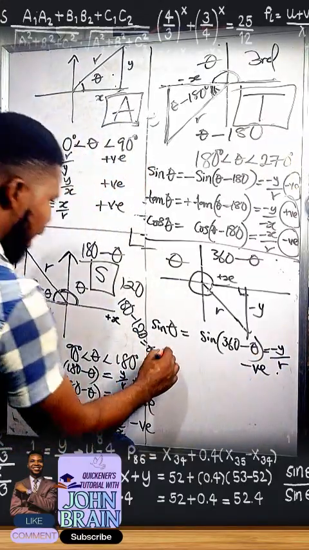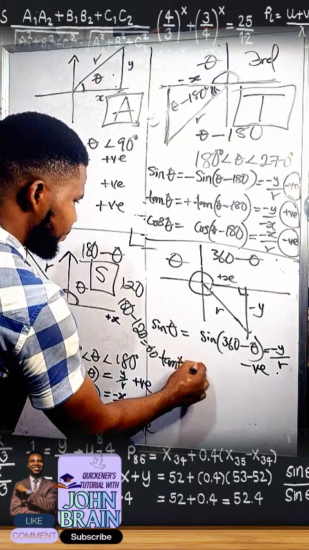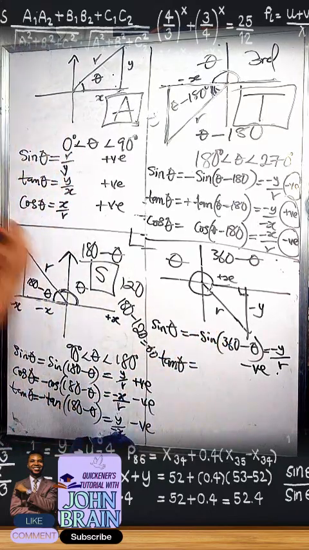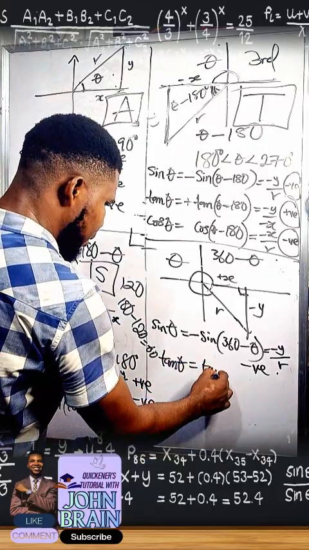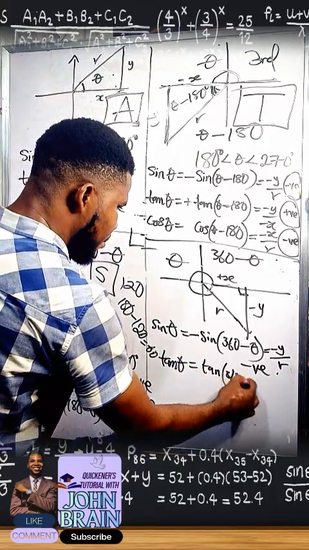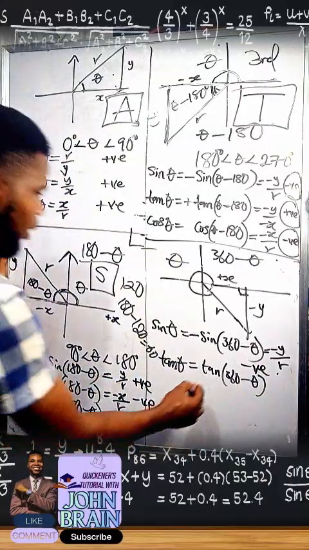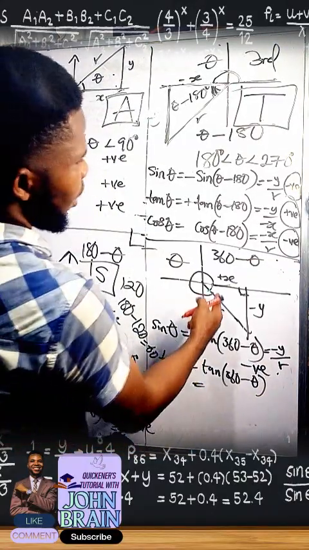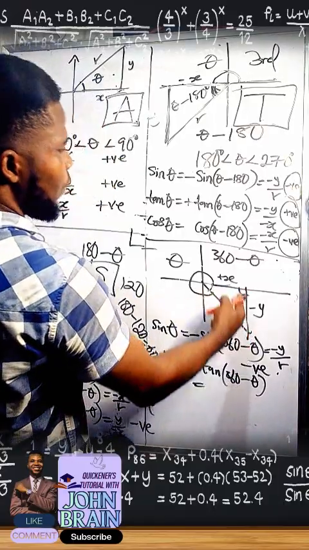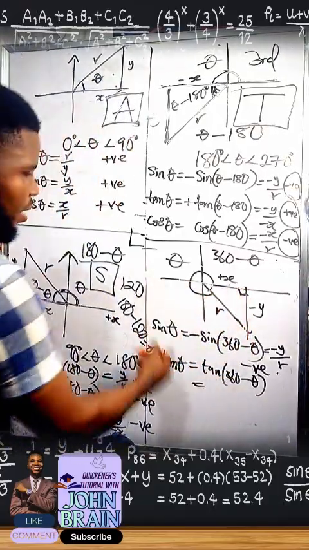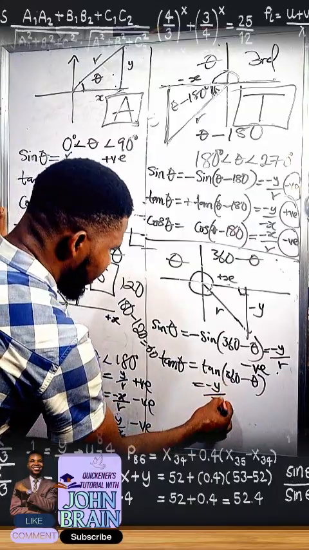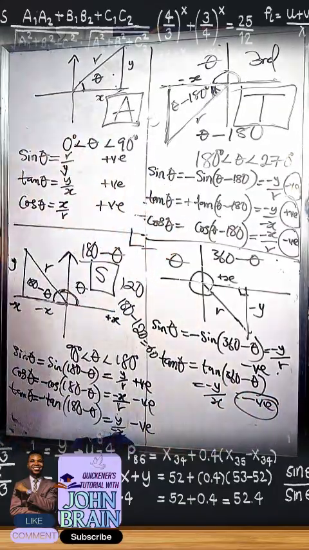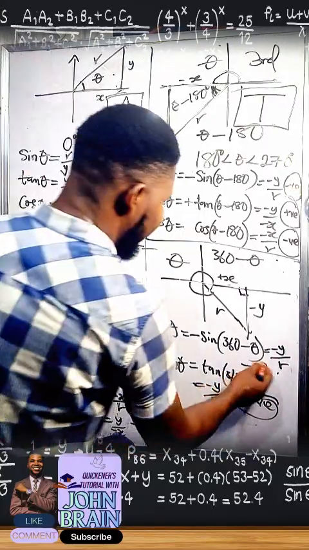Negative, right? And let's go to tan. Tan theta is tan 360 degrees minus theta. That will be opposite over adjacent, that's minus y over x. So that one too is negative. Can you see? That one too is negative, just like sine is negative.